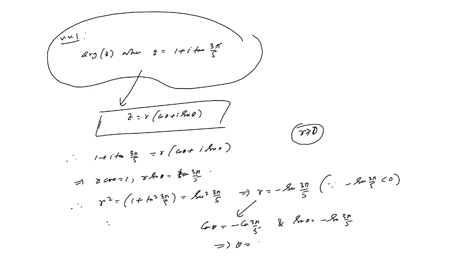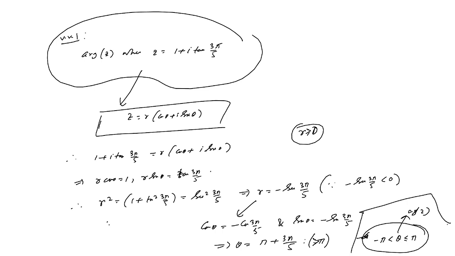So that means here theta equals pi plus 3 pi by 5. We know the principal argument always belongs to minus pi less than theta less than or equal to pi. So this is the range of the principal argument of z. Since here theta is greater than pi, theta is pi plus 3 pi by 5, so it does not satisfy the range of the principal argument. So it does not give the principal argument.